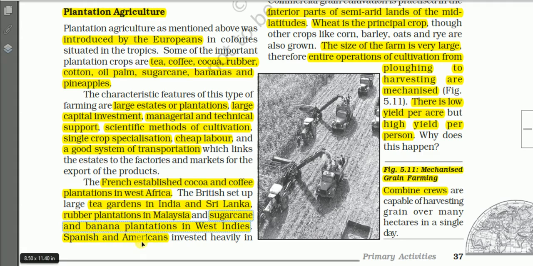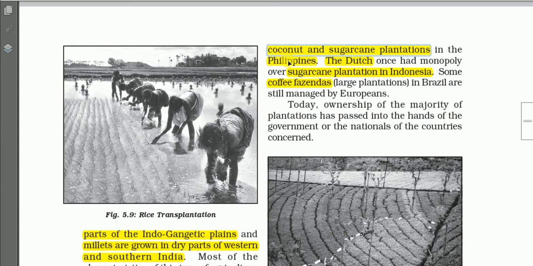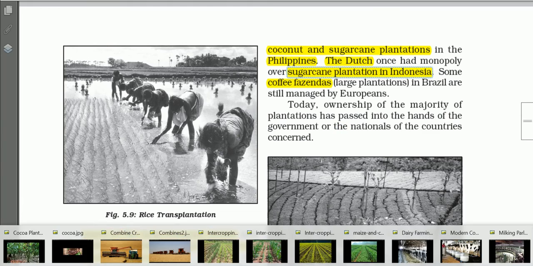And the Spanish and Americans invested heavily in coconut and sugarcane plantations in the Philippines. The Dutch had once had monopoly over sugarcane plantation in Indonesia. Some coffee fazendas, fazendas meaning large plantations, in Brazil are still managed by the Europeans.